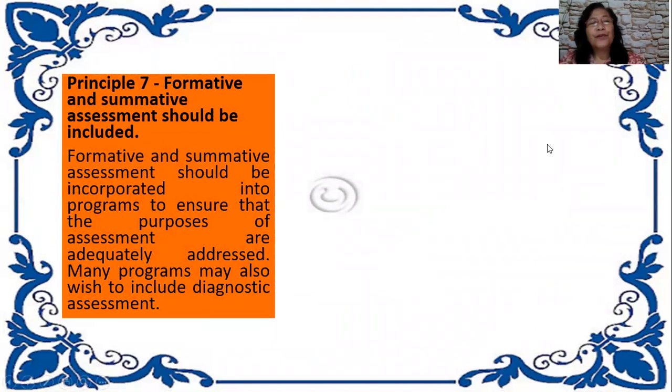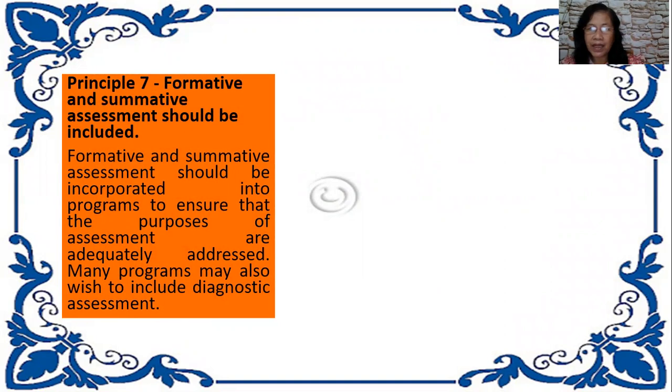Principle 7, formative and summative assessment should be included. So I have discussed thoroughly in our first session about the formative and summative. These are very important part in the evaluation process. Formative and summative assessment should be incorporated into programs to ensure that the purposes of assessment are adequately addressed. Many programs may also wish to include diagnostic assessment.